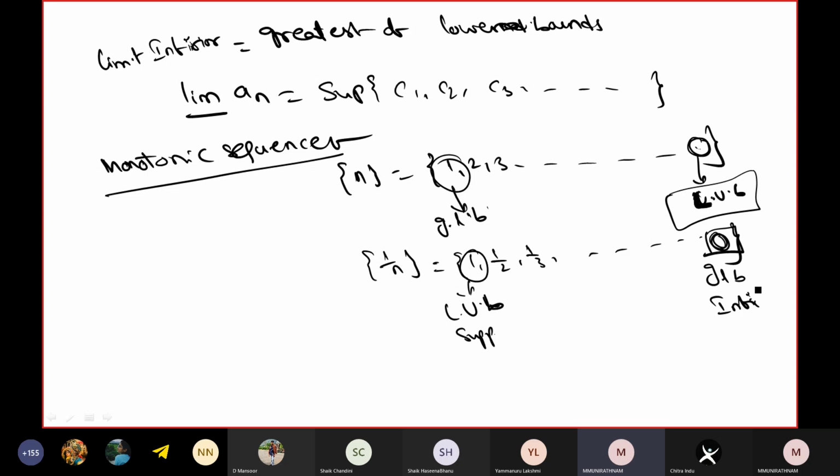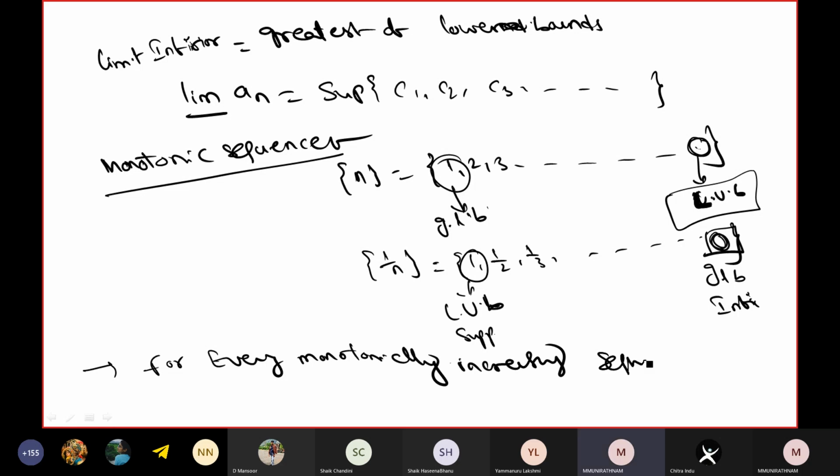Okay, so one point remains. For every monotonically increasing sequence, the greatest lower bound GLB always exists. If you look here, you will understand. GLB always exists.